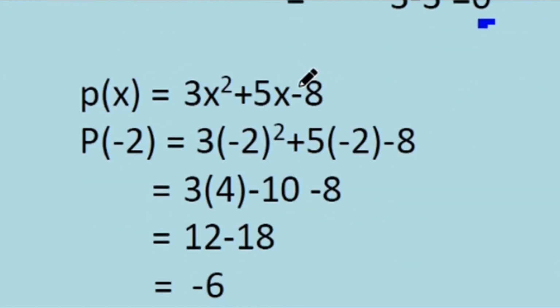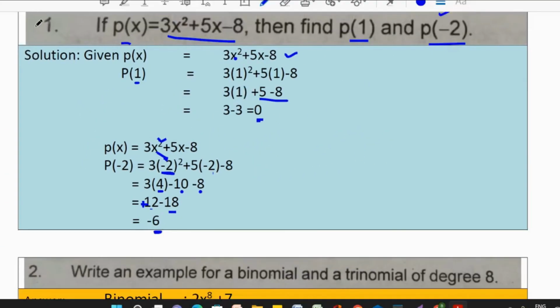So here x is there, so in the place of x, replace minus 2: 3 into minus 2 square plus 5 into minus 2 minus 8. We know that minus 2 square is plus 4, 3 times 4 is 12, minus 10 minus 8 is minus 18. Plus 12 minus 18 is minus 6. So this is one of the important expected questions for upcoming essay 1 students.